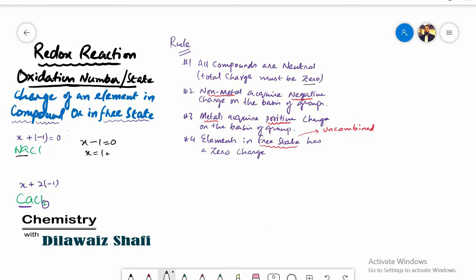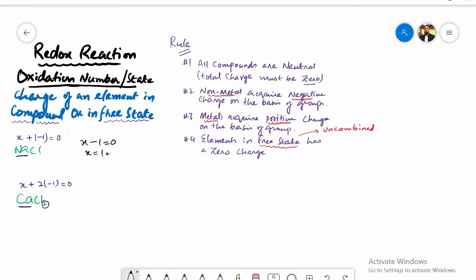We can conveniently say that if one chloride bears a minus 1 charge, what is the charge of 2 chloride? This is the simplest way to calculate it. So the total charge must be 0. The first element is calcium, that is x. The second element is chloride, that is minus 1 multiplied by 2, because of the quantity of chloride, and that equals 0 according to rule number 1.